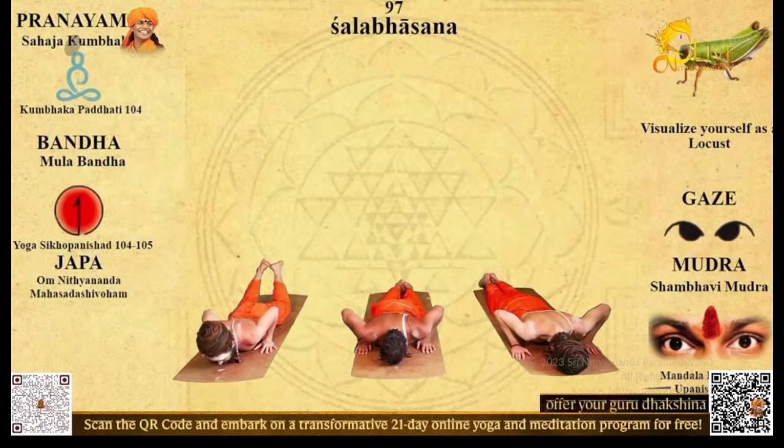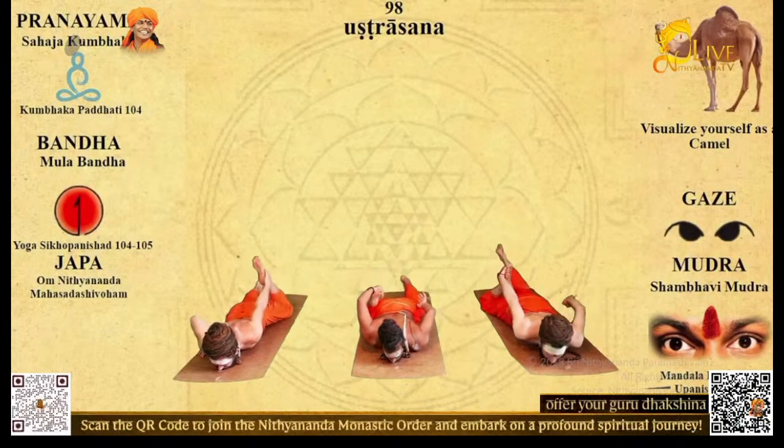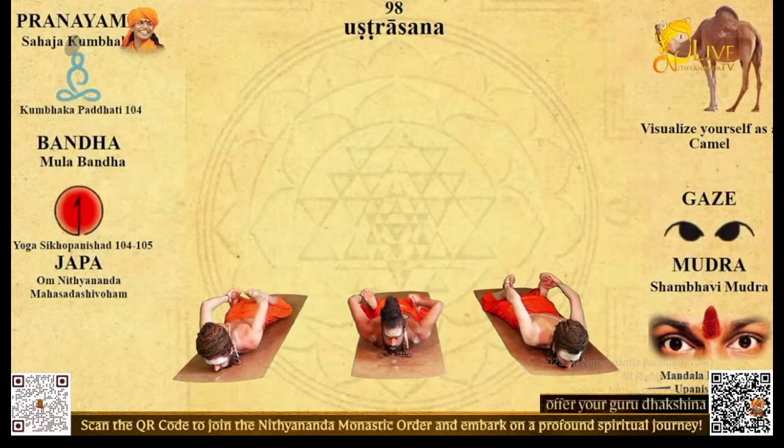The next asana is Ustrasana. As you hold the feet with the respective hand, lower it, bring it towards the ground from the side of the hips. Visualize camel in your space as you engage Mula Bandha.